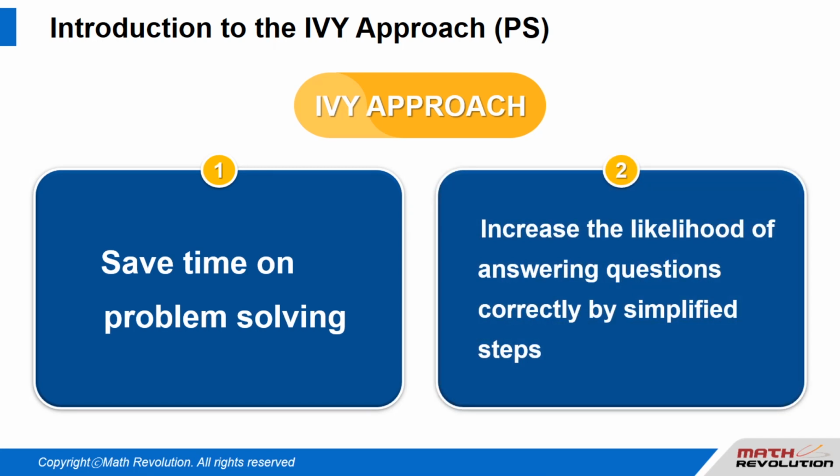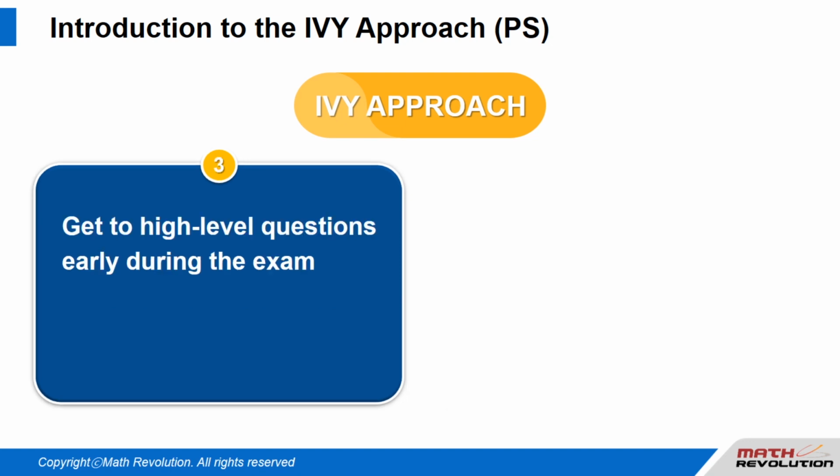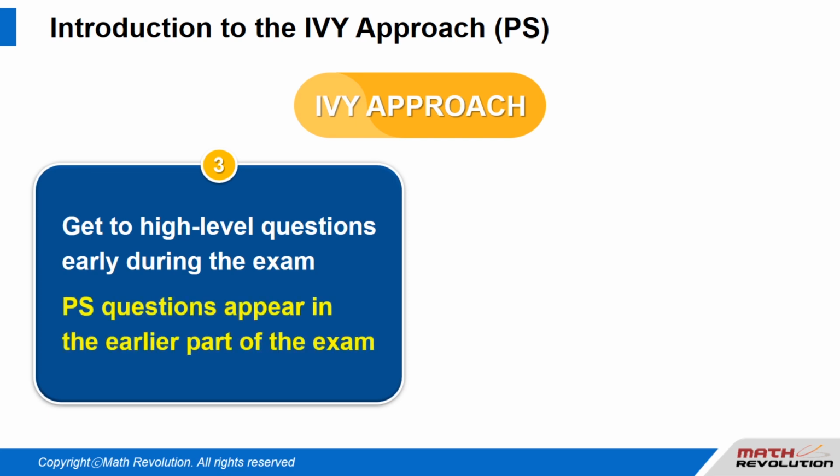By using the simplified steps, students can minimize confusion caused by many different steps and increase the likelihood of answering questions correctly. 3. Getting to high-level questions early during the exam. PS questions frequently appear in the earlier part of the exam. By answering them correctly, students can get to high-level questions to achieve high overall scores.